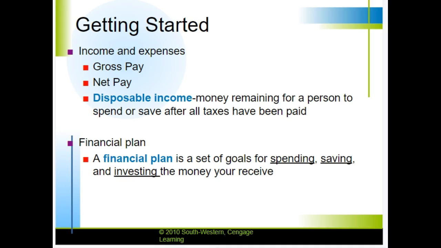Maybe spring break is on its way and I want to make sure that I have money to go where I want to go. And I want to set a goal and plan for investing my money. Investing meaning I want it to grow so when I retire, I have income to use. Please write the definition of a financial plan in your notes.